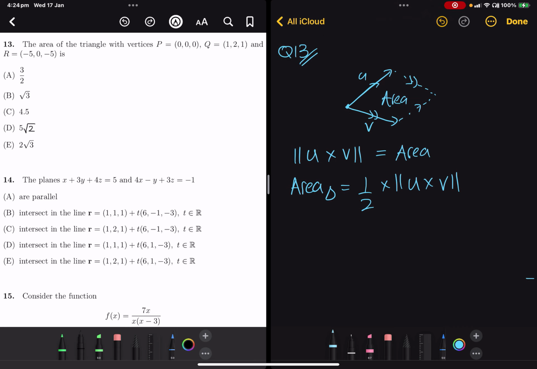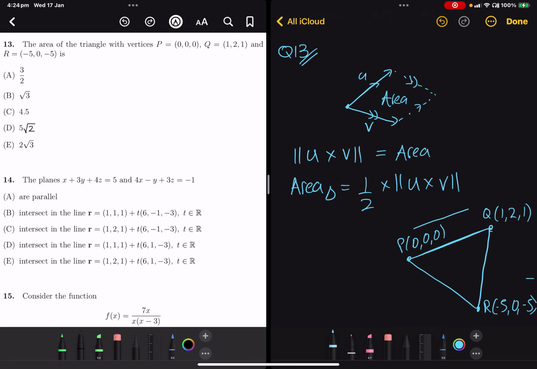So here we have some arbitrary triangle. We'll draw a little picture. It's not going to be perfectly to scale, but it's going to be fine. This is P, (0, 0, 0). This is Q, (1, 2, 1). And this is R, (-5, 0, -5). So we need to find two of these vectors in order to do the cross product. So two obvious vectors are this vector and this vector.